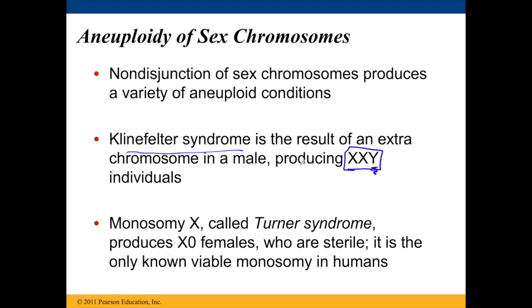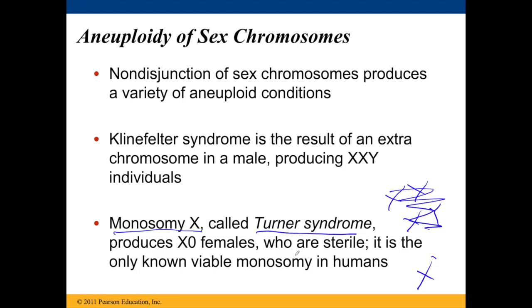Or you can have a biological female who has only one copy of the X, not two X's, not an X and a Y, only one X. That's called monosomy X, and it creates a condition called Turner syndrome. And these females are sterile. They cannot have kids of their own. But you can live with abnormal numbers of copies of the sex chromosomes or chromosome 21.